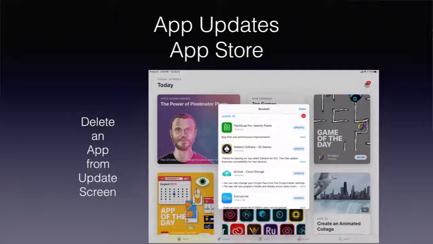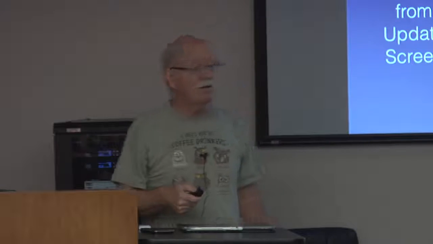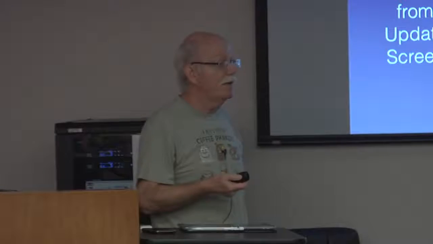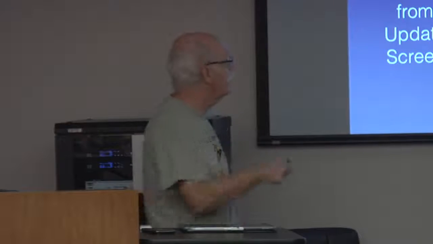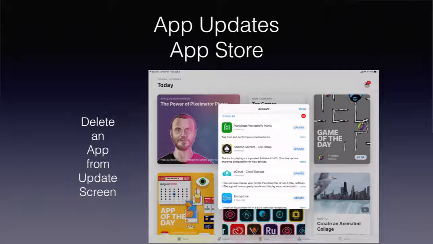Why is this better? Sometimes you can't find where that dumb app is. You've looked everywhere. It's in a folder on home page number 6. But you keep looking and you can't find it. But in here, if you go into the purchased, you'll find everything you bought. So that's another way to find and then delete it.